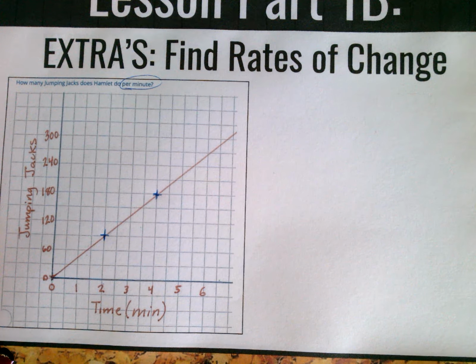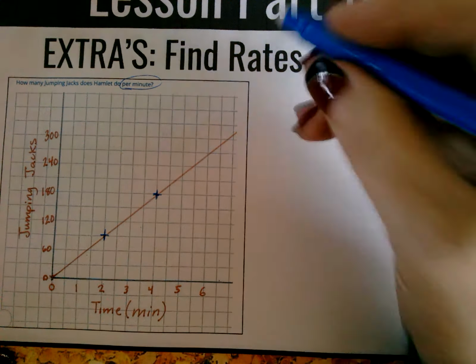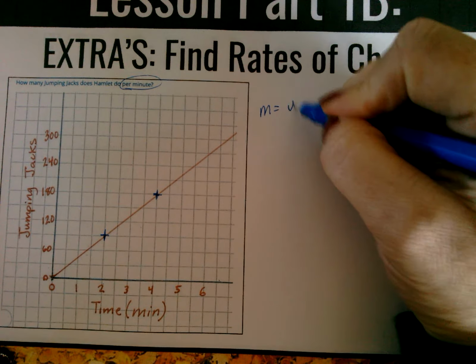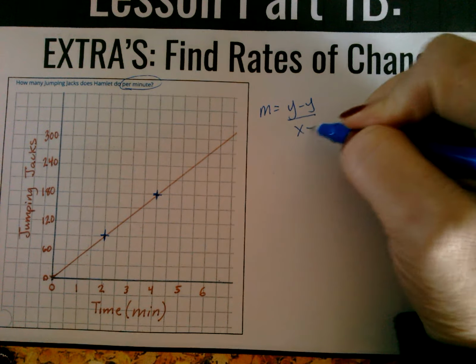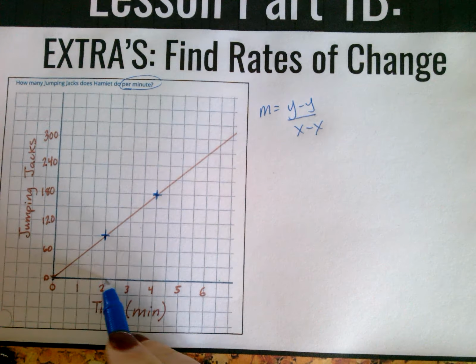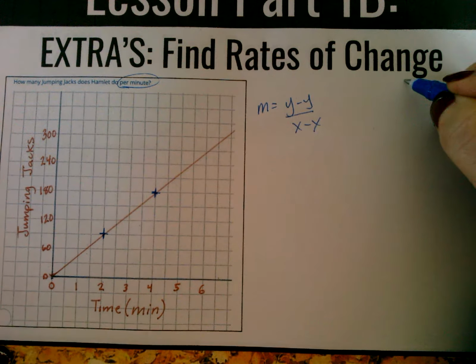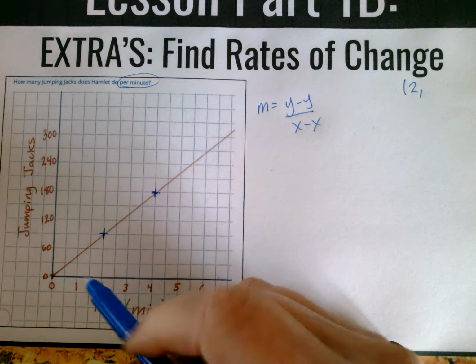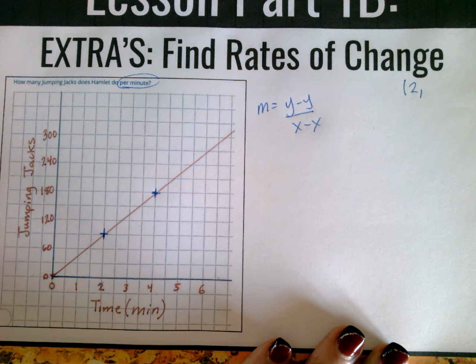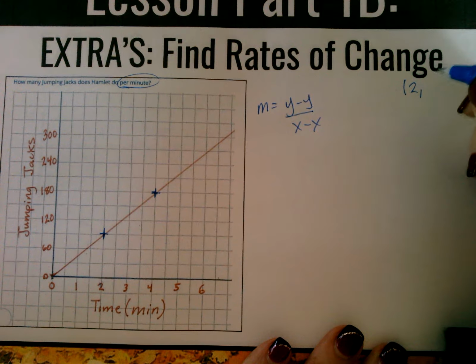There are now a few ways to calculate the rates of change. We have been working with the change in y over the change in x. My first ordered pair is in 2 minutes, he can do, what is that?